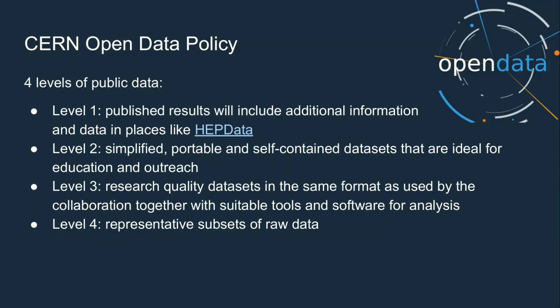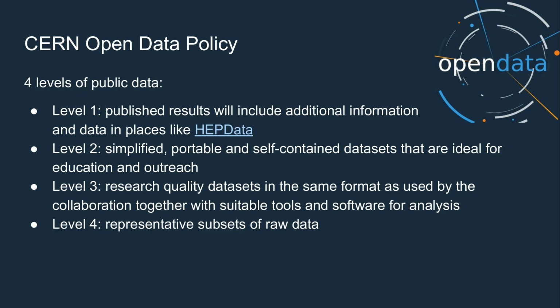So a quick few notes on the CERN open data policy. There are 4 levels of public data that have been identified by the policy document they've drawn up, and it does make a bit of sense. The first level is for published results, which Aman spoke about briefly as well, where in addition to the academic journal article that we produce, we will also be including the data, the values that go alongside the plots and tables that we provide. These materials will be published under portals such as HepData.